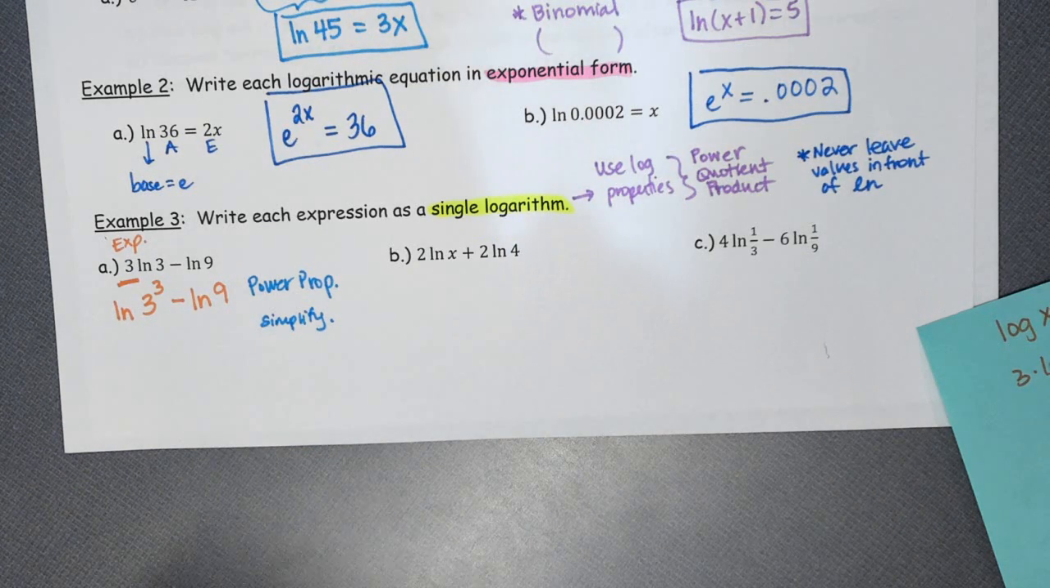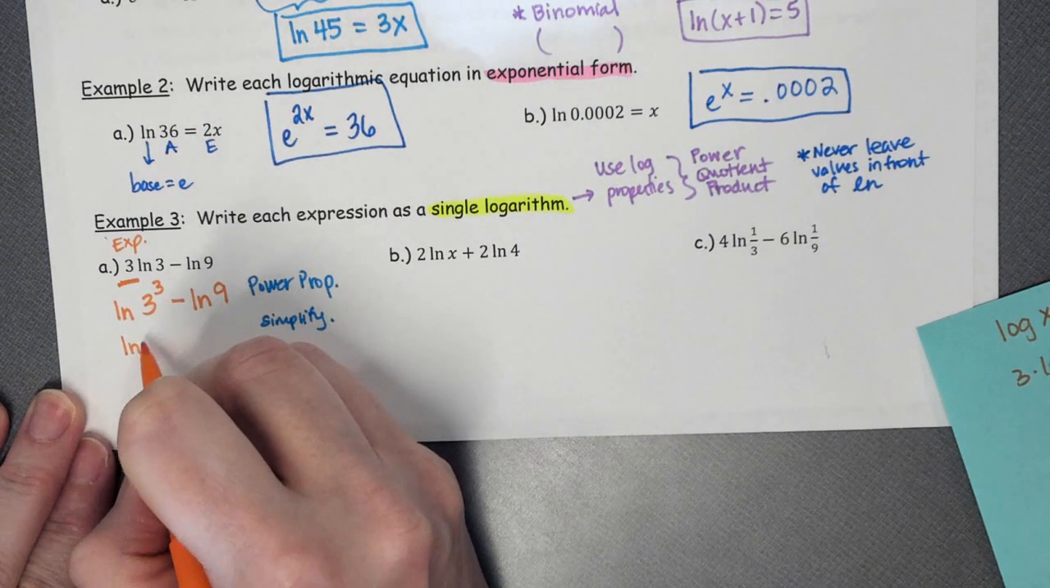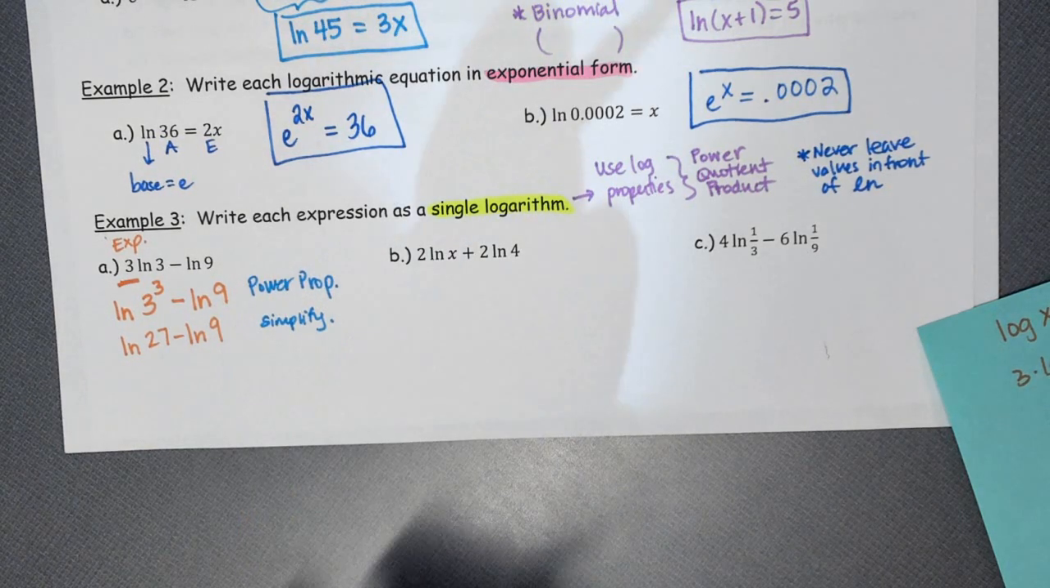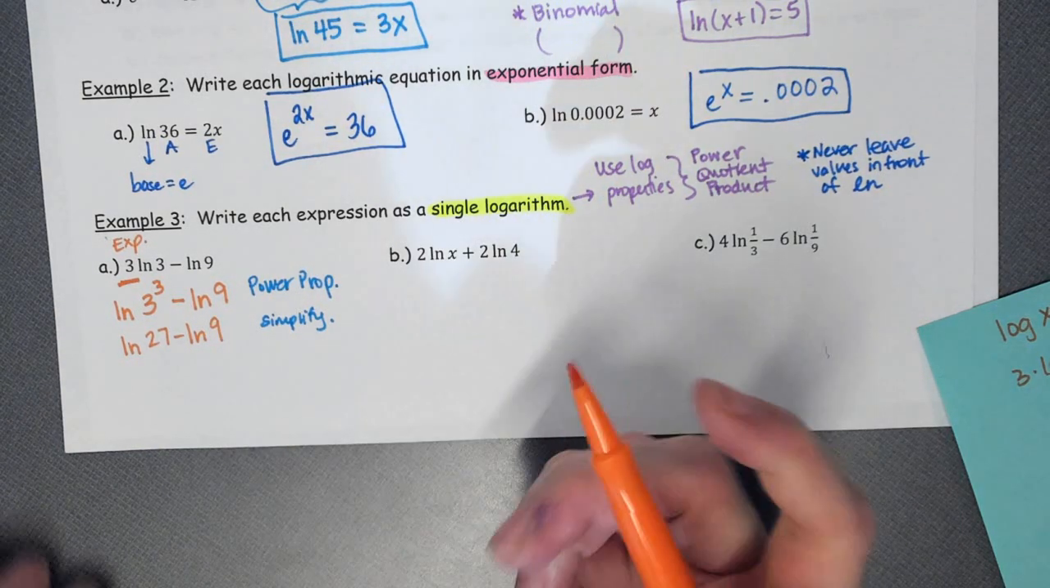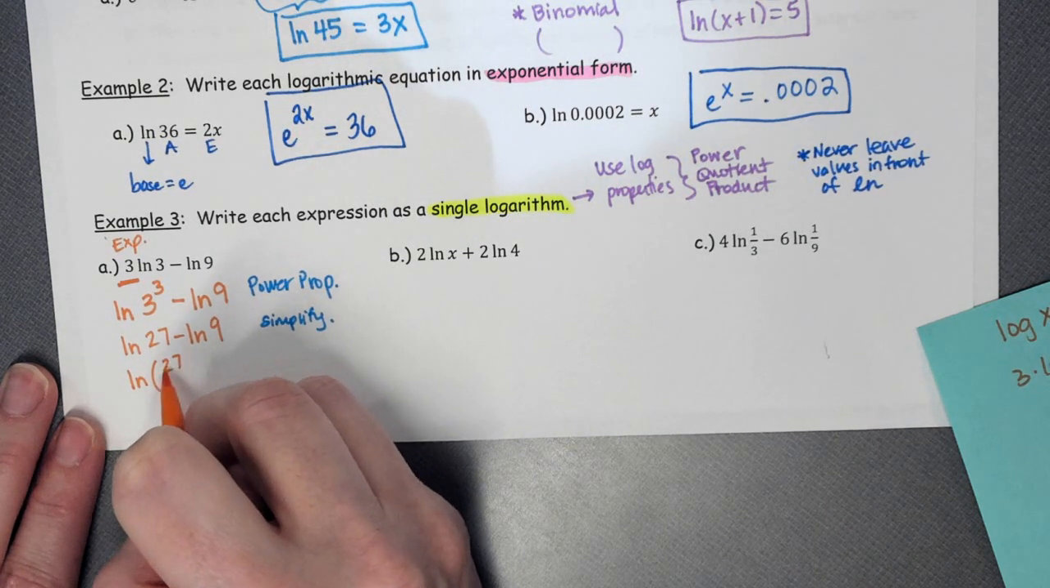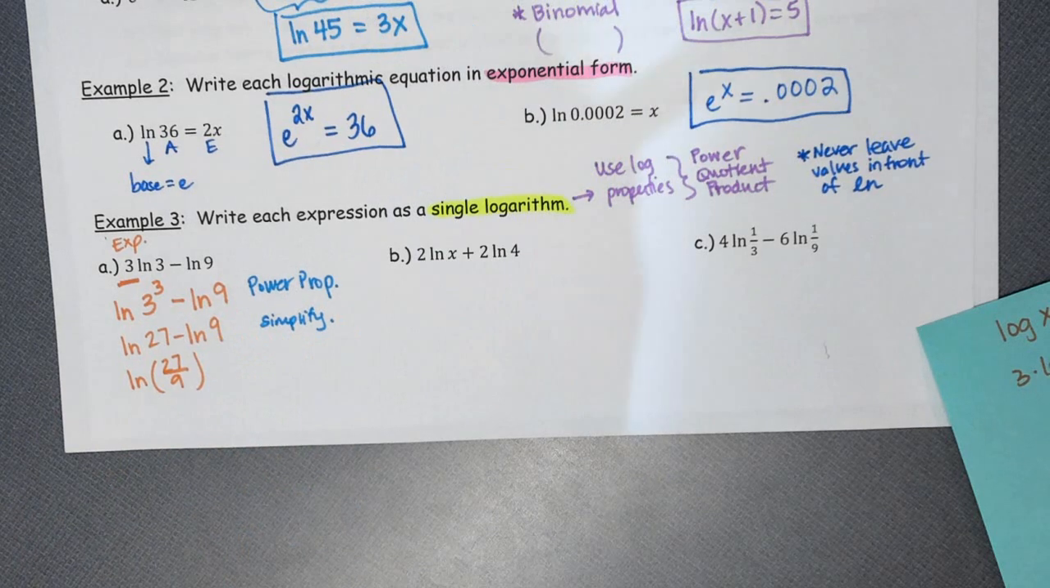And do you guys know where we're heading with this? Because I need to make it into one log. So what other rule can I use? Yep. So the natural log of 27 over 9 is your quotient rule.